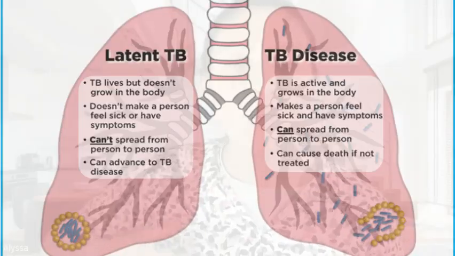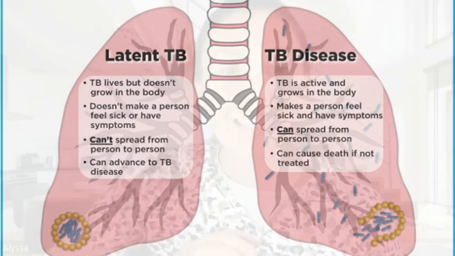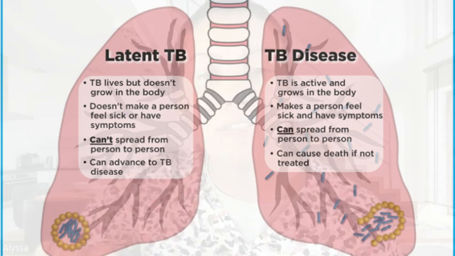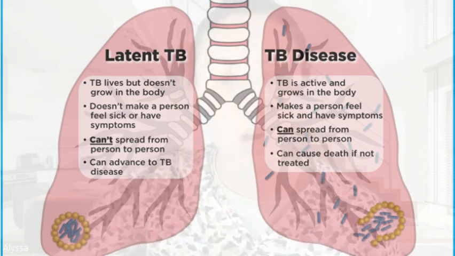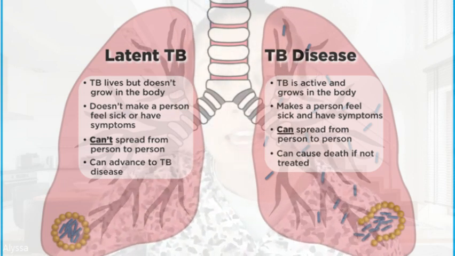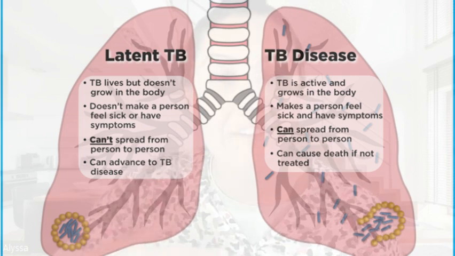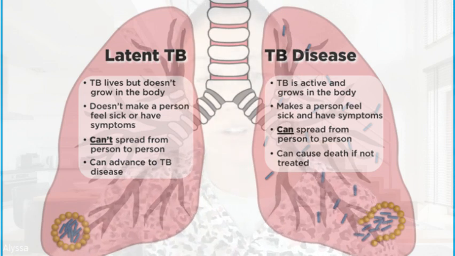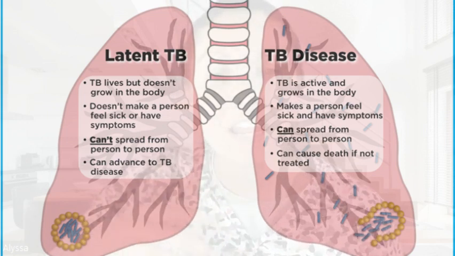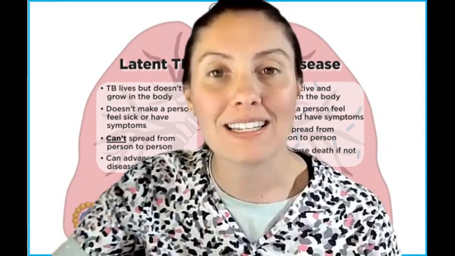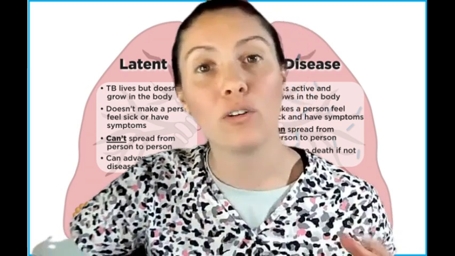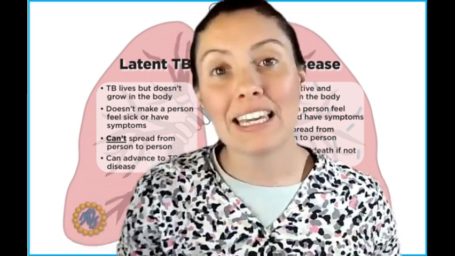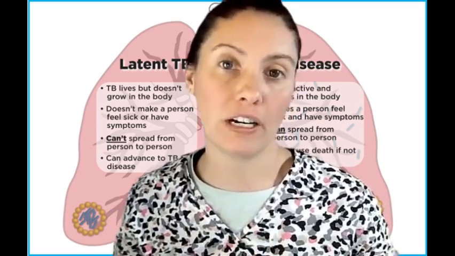So I just want to zoom in on the two different types of TB for a minute. With latent TB, TB lives inside of the body, but it doesn't grow. So it's not making the person feel sick or have any symptoms. It can't spread from person to person, but it can advance into TB disease. That is why I stated earlier that when somebody has latent TB, it should still be treated.